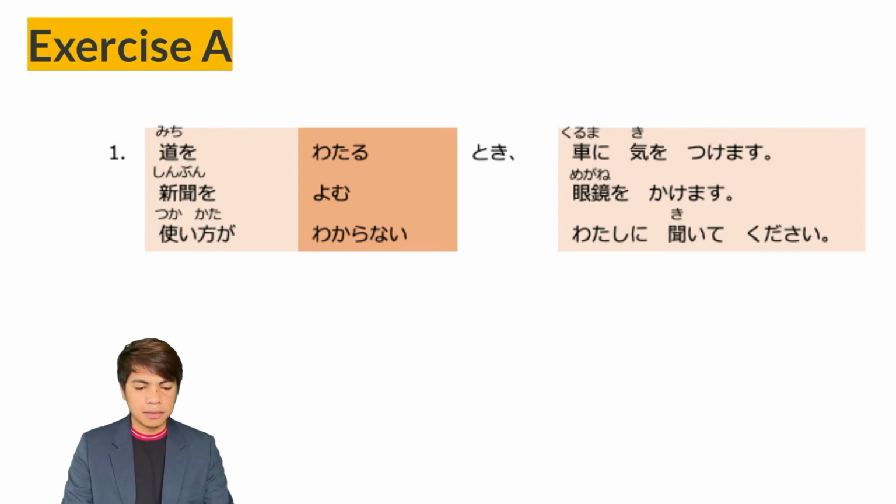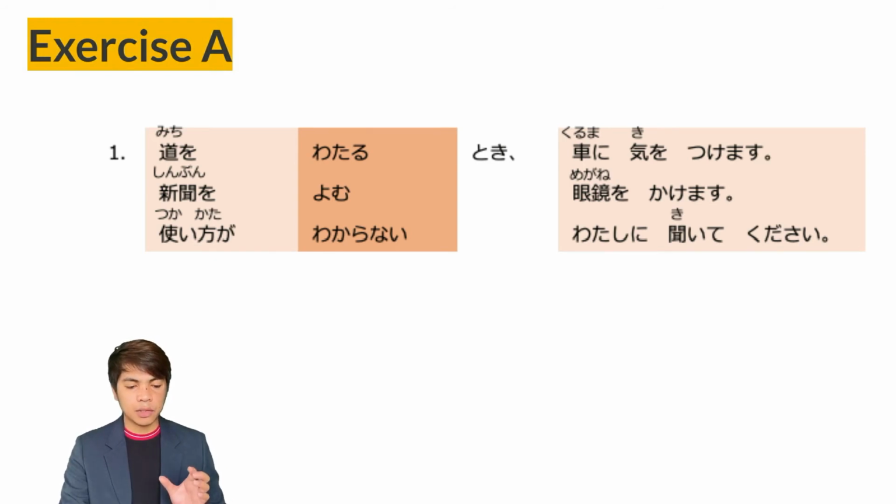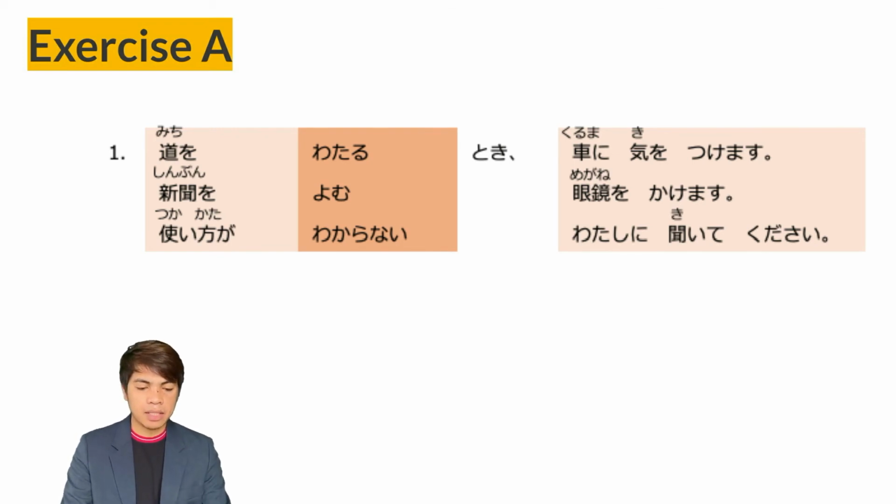Next line, Shimbun o yomu toki, megane o kakemasu. So the sentence was Shimbun o yomimasu, to read the newspaper. Shimbun o yomu toki, when reading the newspaper. Megane o kakemasu, I wear eyeglasses. Next line, Tsukai kata ga wakaranai toki, watashi ni kiite kudasai. So the sentence was Tsukai kata ga wakarimasen. So from wakarimasen to the plain form wakaranai plus toki. When you don't know how to use it, watashi ni kiite kudasai, please ask me.